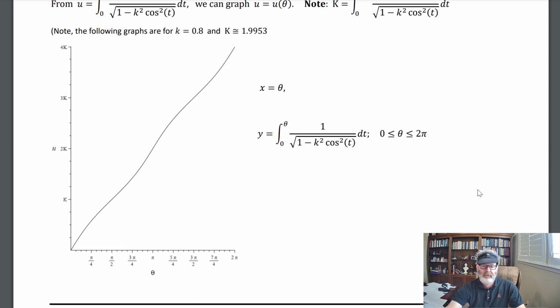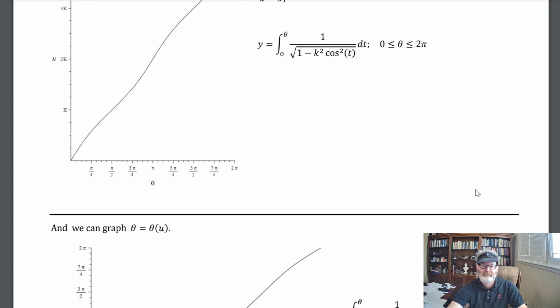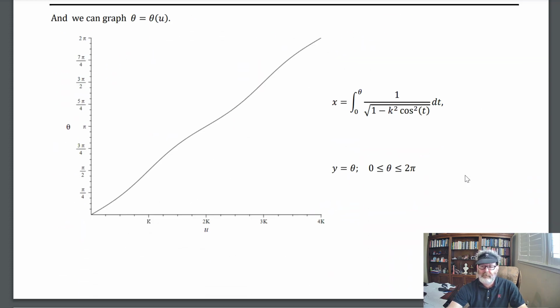So y is u, this integrand, and x is theta, and then I'll graph u in terms of theta. And, well, if I want to graph theta in terms of u, which is actually what we want, theta in terms of u for our graphs, then parametrically, all I have to do is let x be u and y be theta. Just switch the x and y in there. You've got the graph of theta in terms of u. It's 1 to 1, so it does have that inverse, and it's all easily solvable.